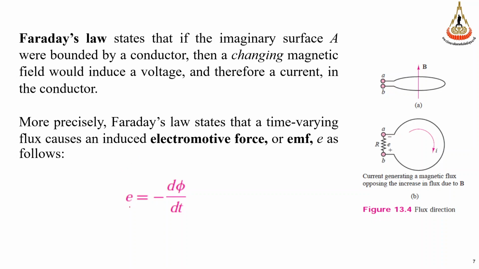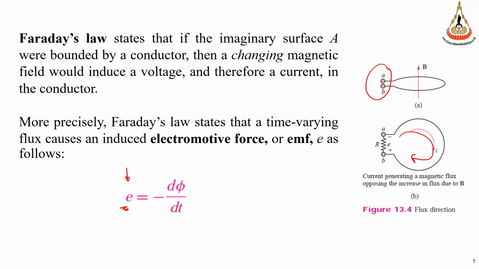E is d phi by dt. This electromotive force is like a voltage, right? It's the voltage to drive. So if the flux changes, right? We have flux change, there is the force to drive. The voltage will take place.